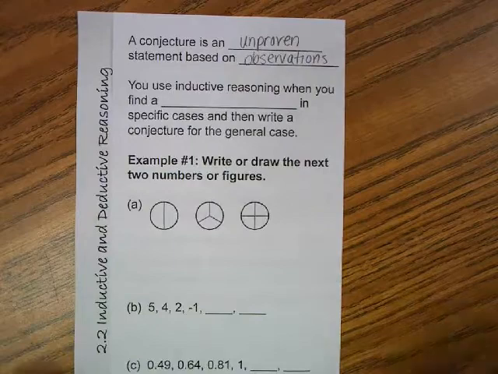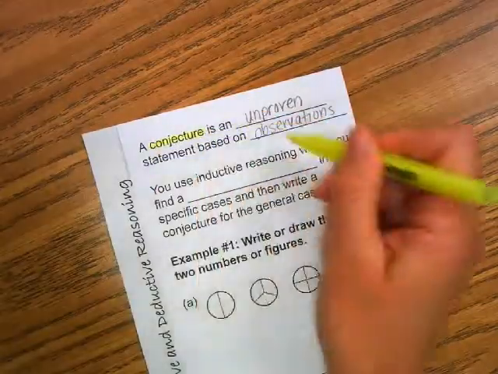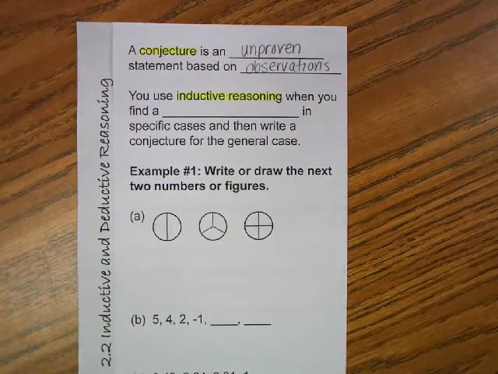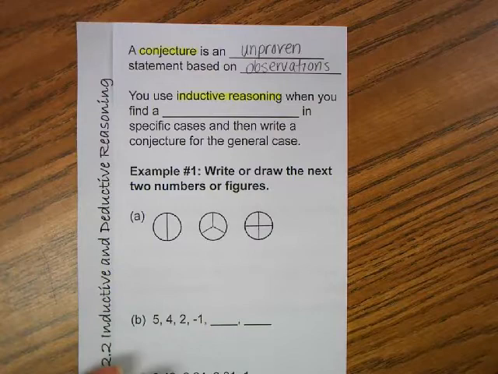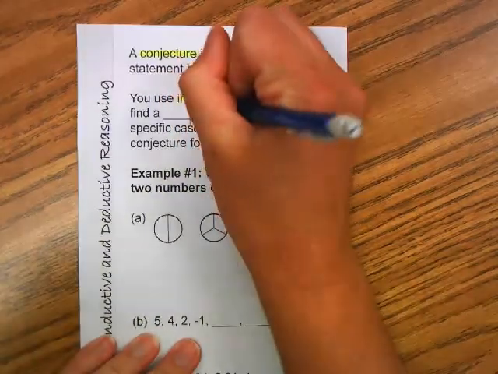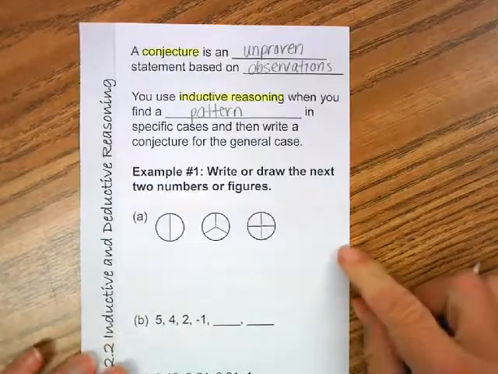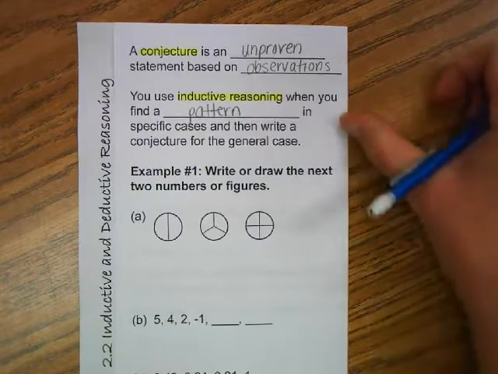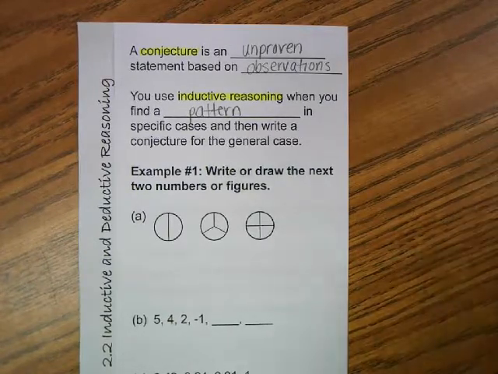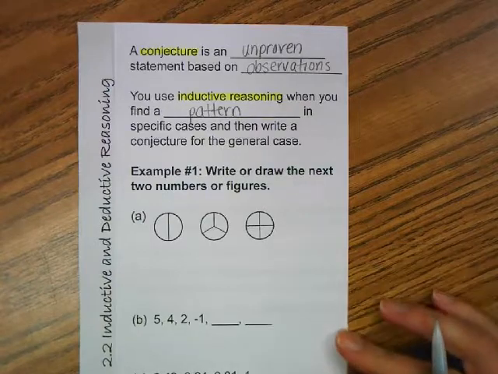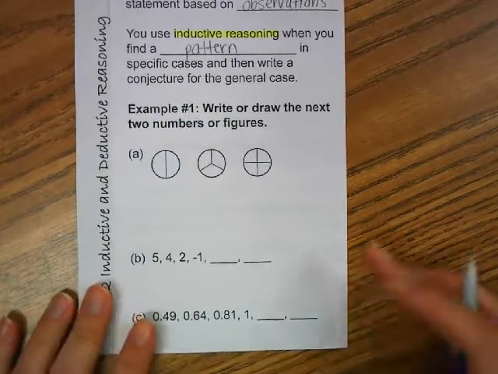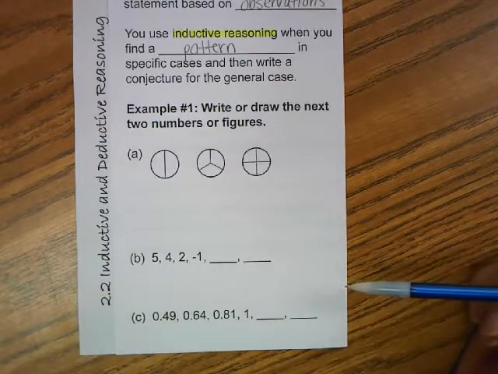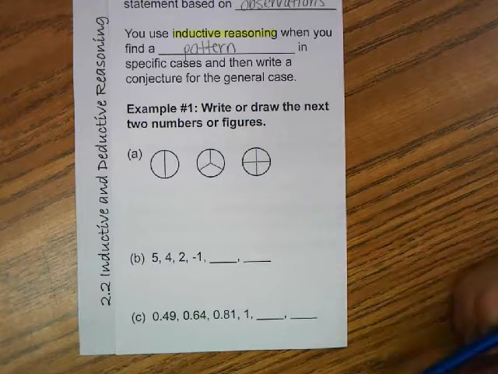Okay, your next vocabulary word after conjecture is going to be inductive reasoning. So you're going to use inductive reasoning when you find a pattern in specific cases, and then you're going to write a conjecture for that general case. So the very first example is just taking a look at patterns. So you are just going to either write or draw the next two numbers or figures in each pattern.